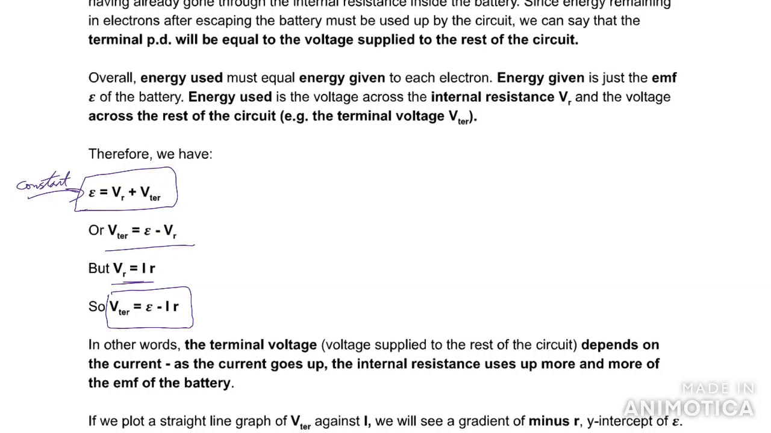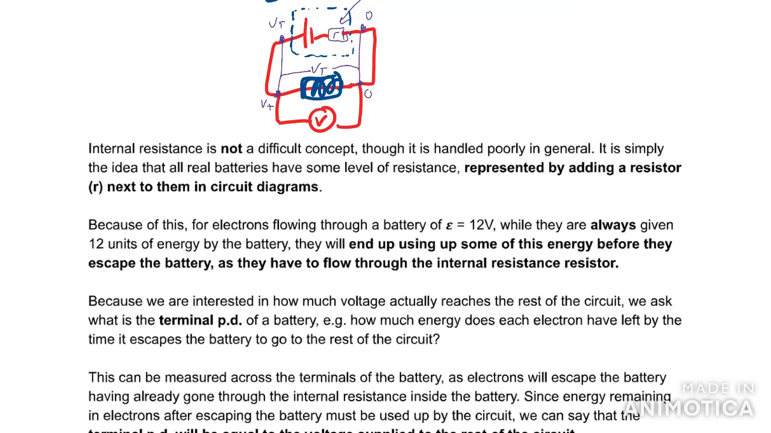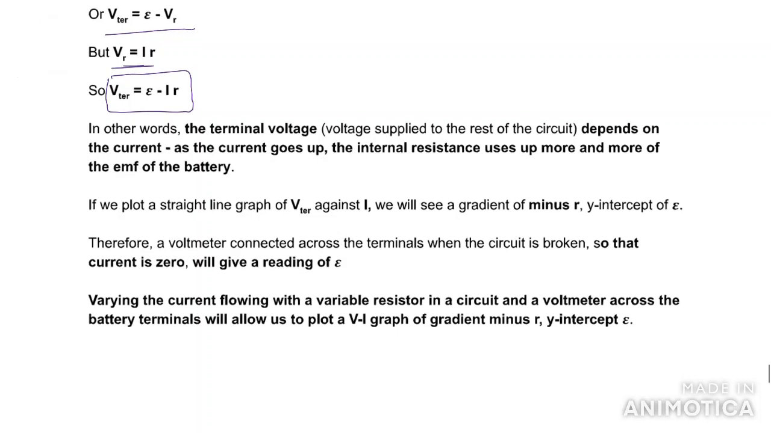Very simply, where V-term, just remember, as far as you're concerned, is the voltage you've always been measuring in experiments. You can't really get a measure of the EMF very easily. It's not relevant to most questions because you're measuring the voltage that gets to the circuit. In other words, the terminal voltage. And so E is a constant, and so is R. So just looking at that, the amount of voltage that gets to the circuit depends on the current. As the current goes up, the internal resistance will use up more and more of the EMF of the battery.